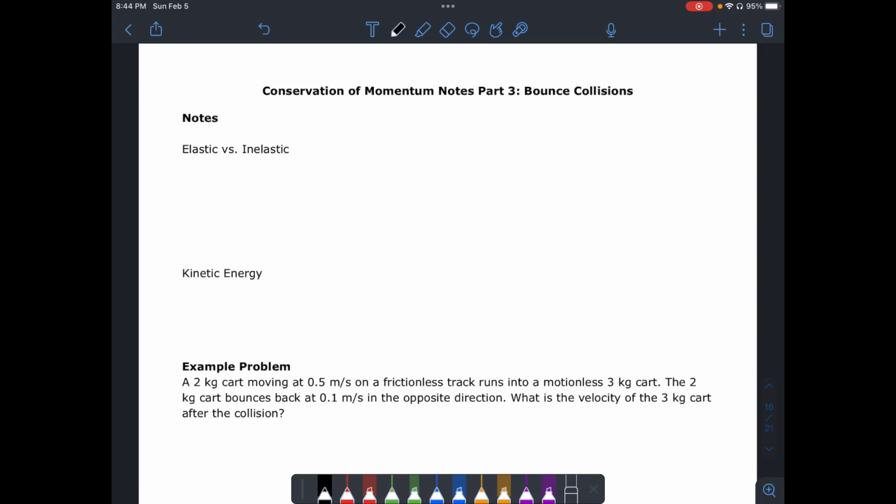All right, so this is our last set of notes. This is covering bounce collisions or elastic collisions. Welcome back. This is our last set of notes in the momentum unit, and this is covering bounce collisions or elastic collisions.